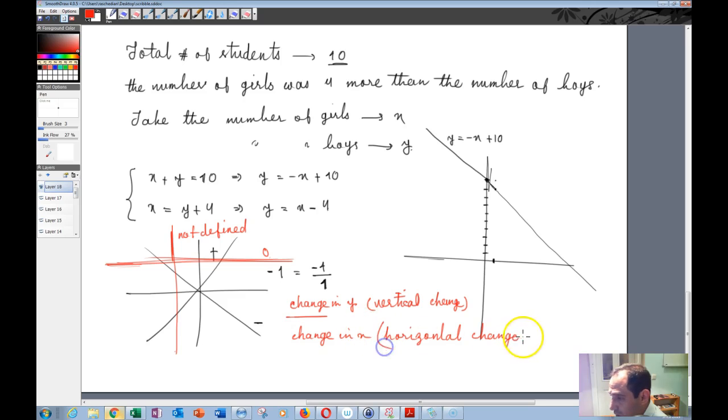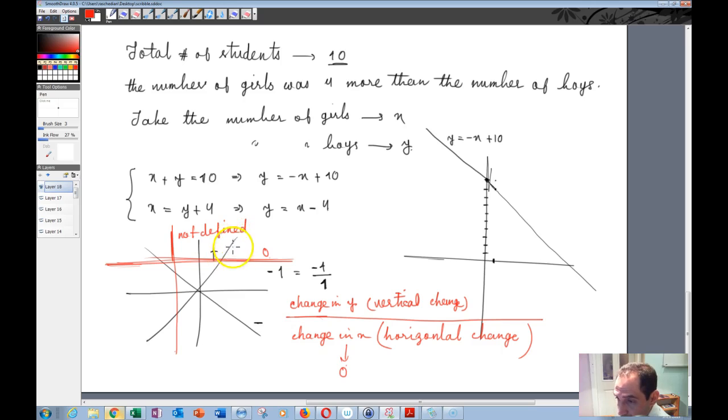So when you have a line like this, your horizontal change is actually 0. You're not going anywhere from this point. So this part over here is 0, and then your y is changing. So you're dividing by 0, and dividing by 0 is not defined in mathematics. So you say that the slope of a vertical line is not defined.